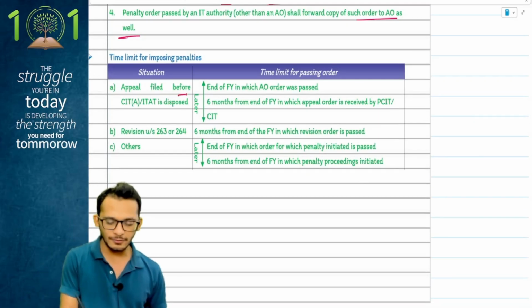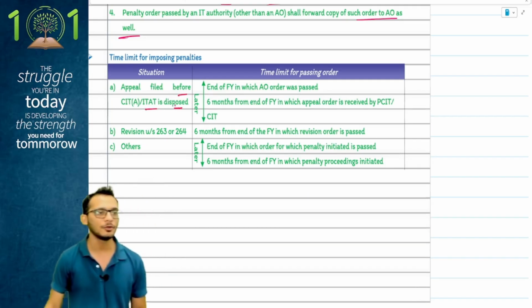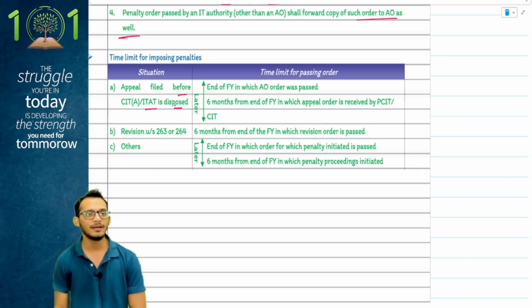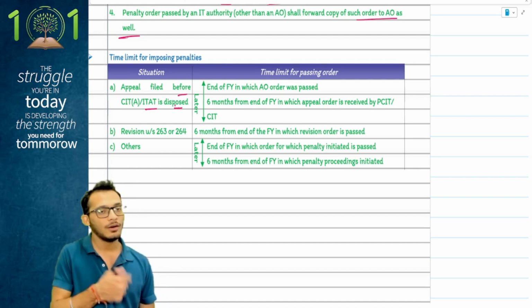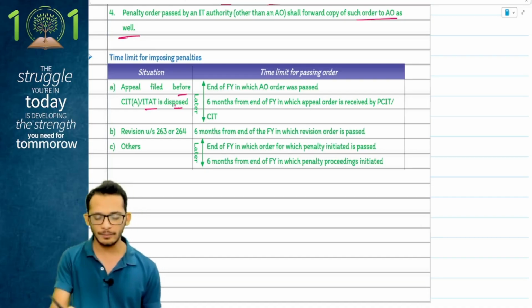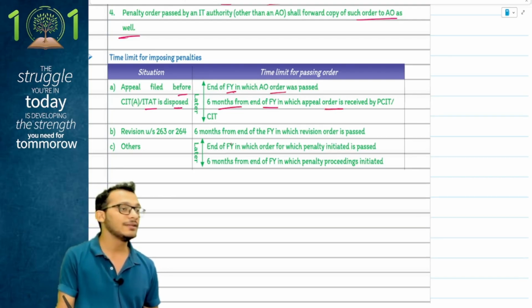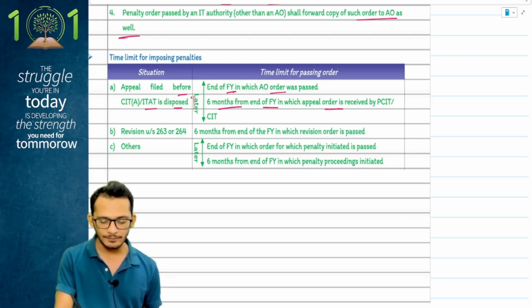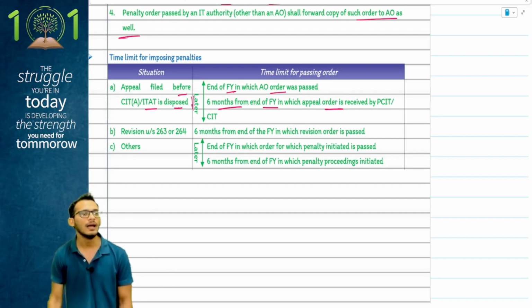Time limit to issue penalties, people. If an appeal has been filed before CIT(A) or ITAT, penalty will be put on hold. Hey, can I levy penalty if you have gone for an appeal? No. In that case, I will wait for the order to come back. The time limit is the end of the financial year in which the AO order was passed, or 6 months from the end of the financial year in which the order was received from the PCIT, whichever is later. So if an appeal is filed, then you have to wait for the appeal order to come back, and after the appeal order you can levy a penalty.